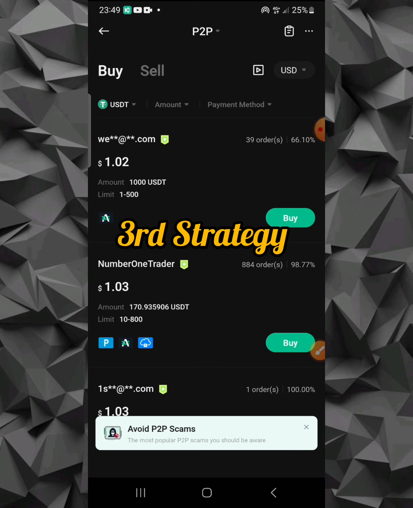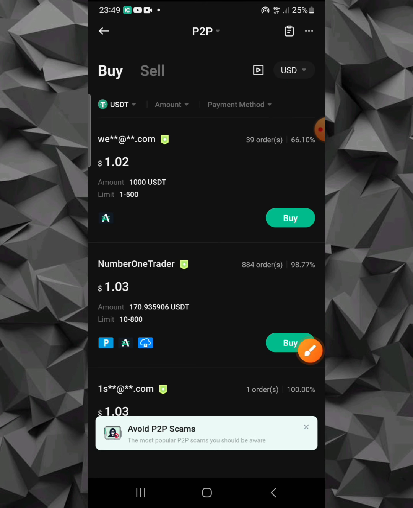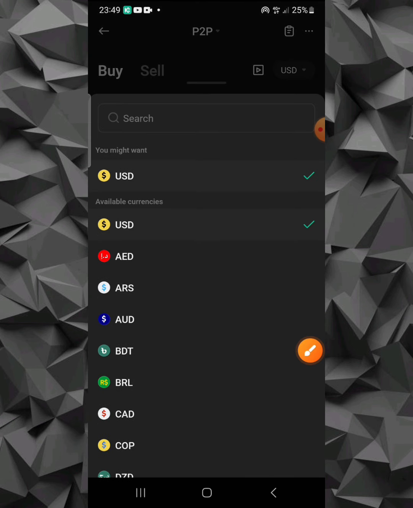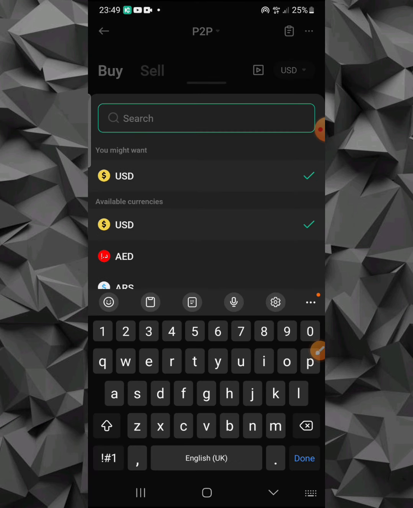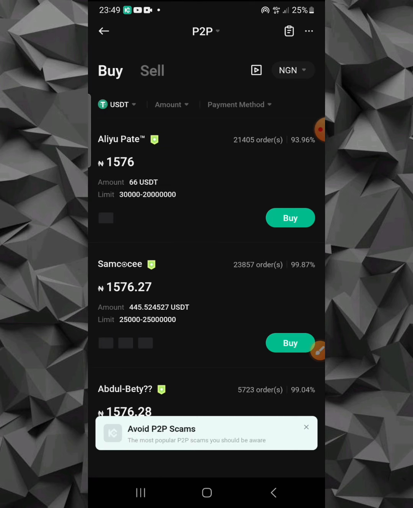Alright guys, so let's get into the third strategy that you can actually use to make a lot of money on this KuCoin exchange. That is also very easy. Now I'm going to be changing the currency back from US dollar to NGN. Okay, we're changing it from USD to NGN. Let me just go ahead and search for NGN right here. Okay, so we're coming back to the Naira side on the P2P.